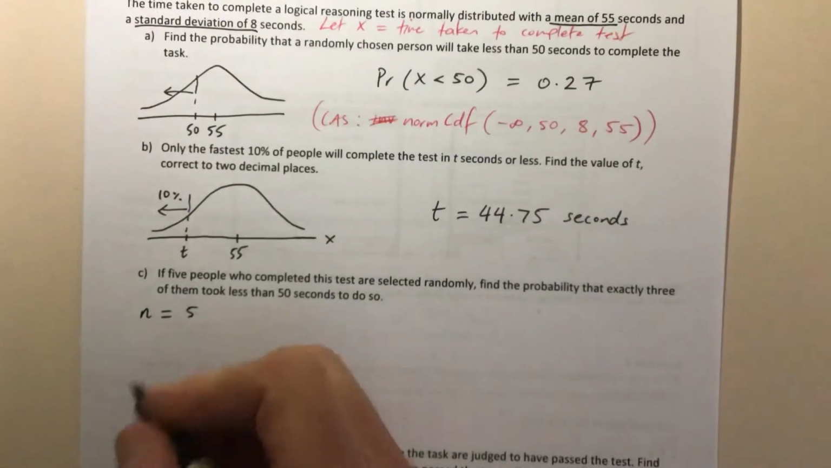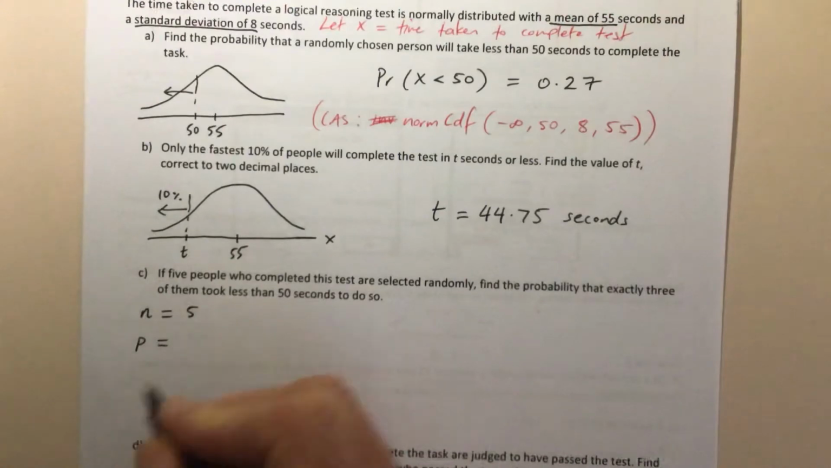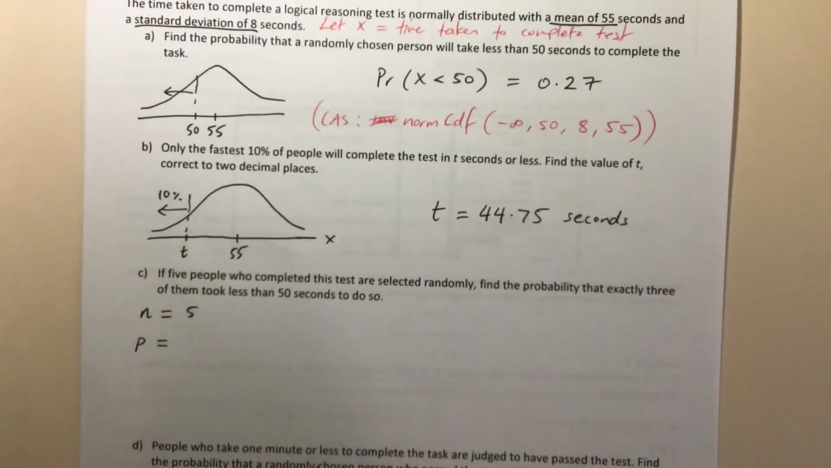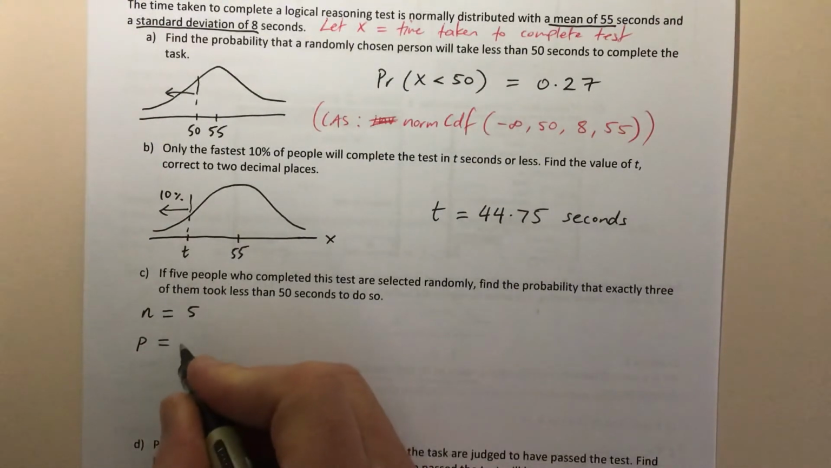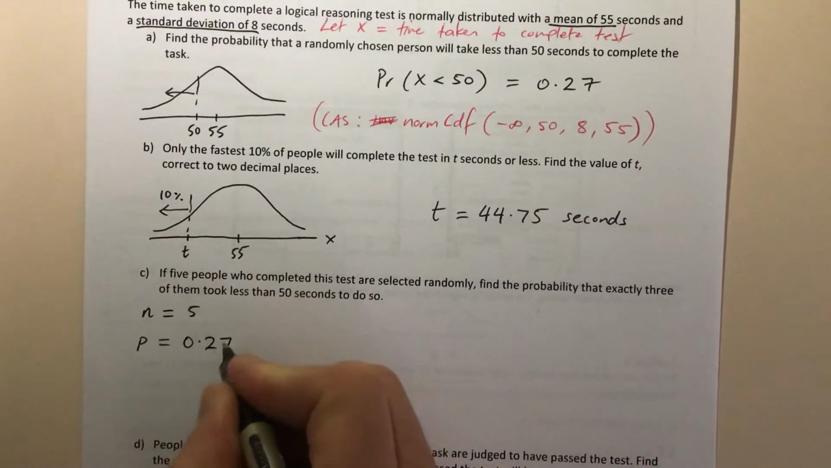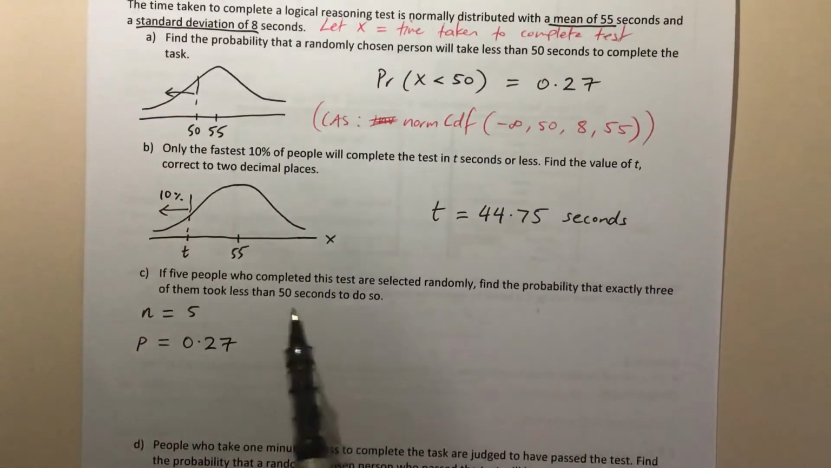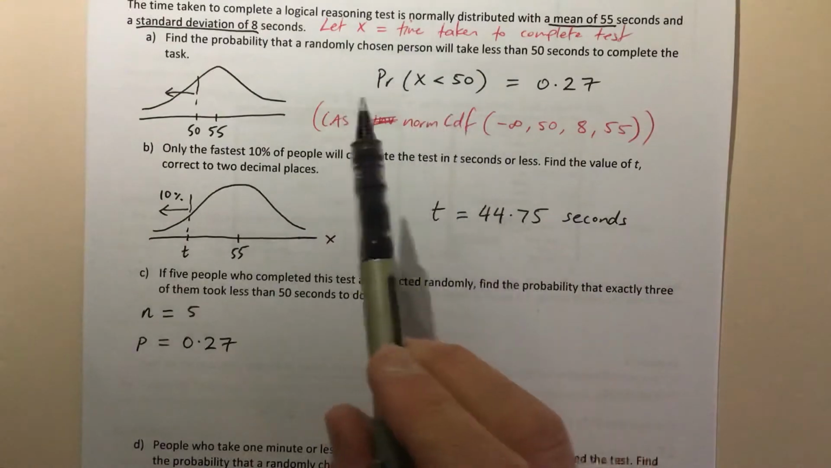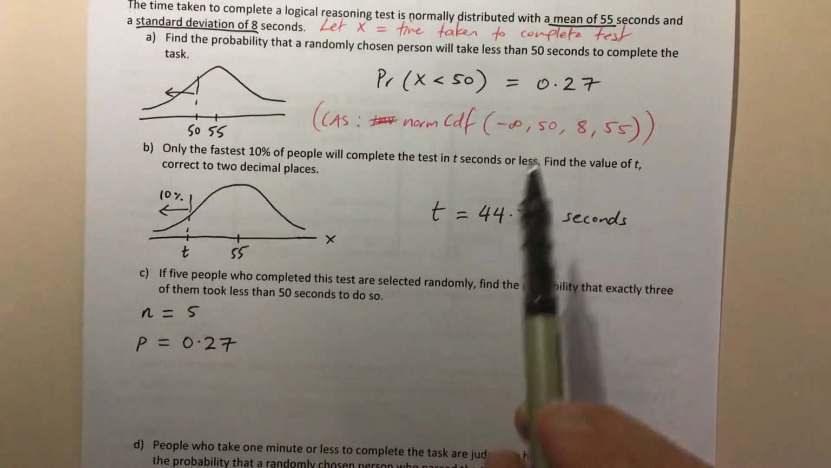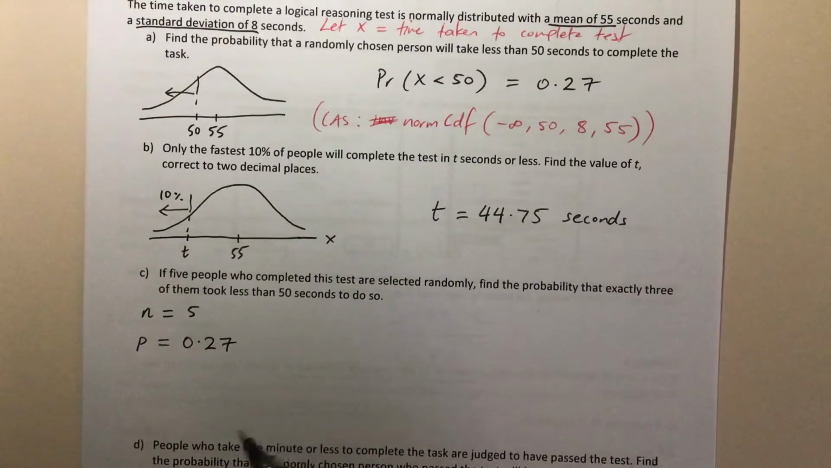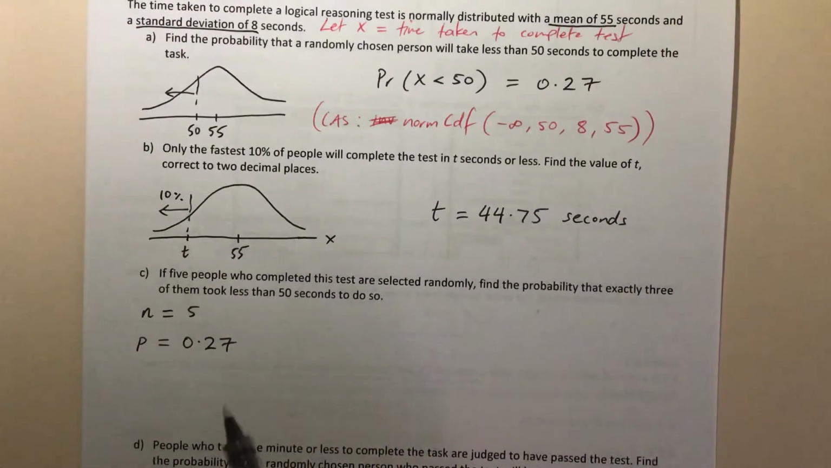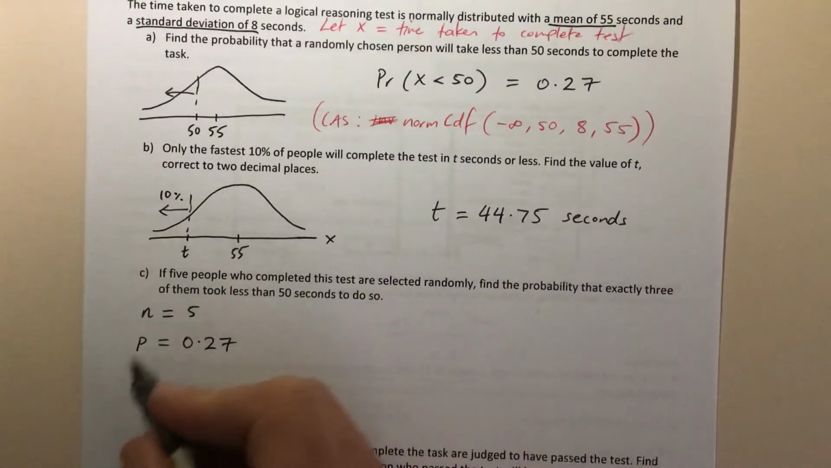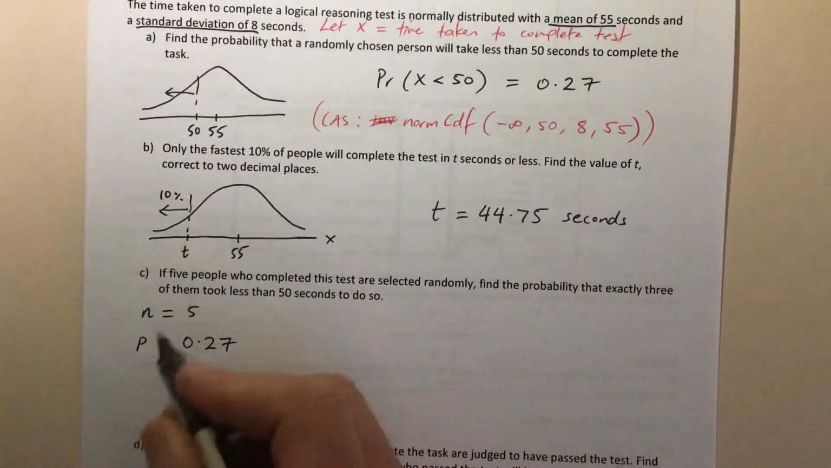The probability of any particular person taking less than 50 seconds to finish the test, well, that was actually what we discovered in part A. It's 0.27. And because each person, what we've said in part A is that any particular person will have this probability. So each time we pick a person at random, that person always has the same probability that they took less than 50 seconds. And so we can say, well, this is now a binomial variable.